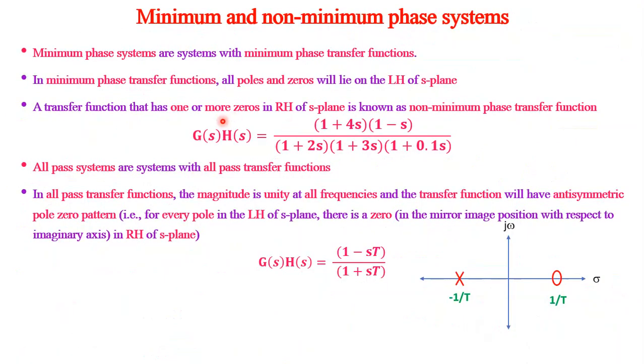Whereas if we have poles and zeros in such a way that poles are all present in left half of S plane, but one or more zeros are in the right half of S plane, it means it is non-minimum phase. For example, in this transfer function, corresponding to these three factors, poles will be in left half of S plane. Corresponding to this, it will be in the left half of S plane. Corresponding to this zero, that is S is equal to 1, it is in the right half of S plane. Therefore, this is a non-minimum phase system.